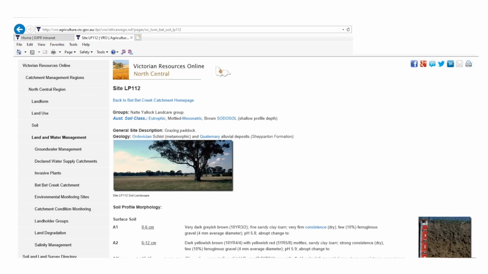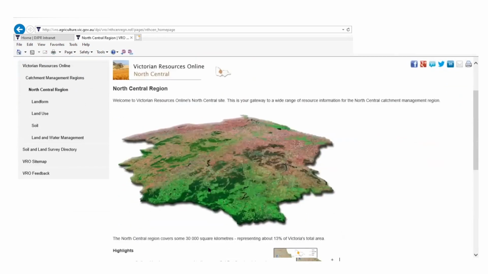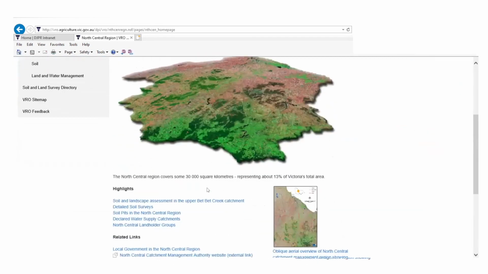So I find it really useful before I go to an area, because I grew up in Geelong and I'm now based in Bendigo, so I'm starting to learn some of the soils in the area that I live in. But if I'm going up to Mildura, for example, they're really unfamiliar soils to me.